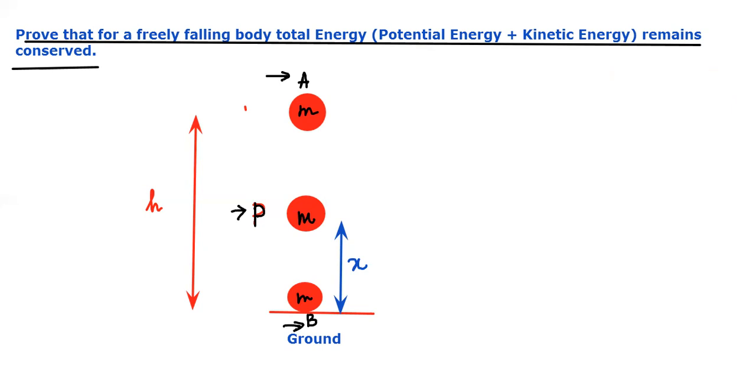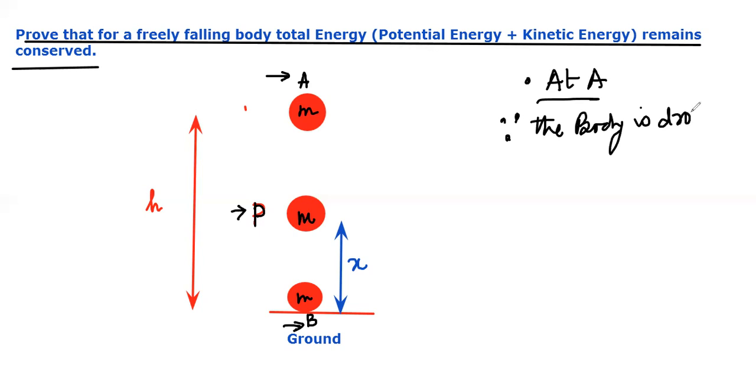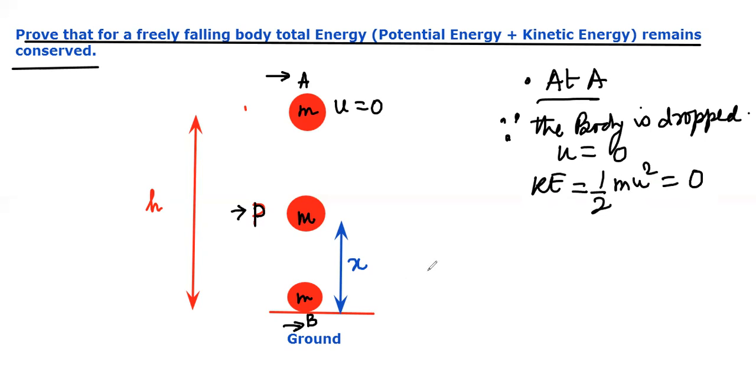So first of all, let me consider the point A over here. So at A, now listen, once the body is dropped, so the body is dropped means its initial velocity is 0, u equal to 0 over here. So therefore at A, kinetic energy is equal to how much? Kinetic energy will be equal to half mu square, that is equal to 0.